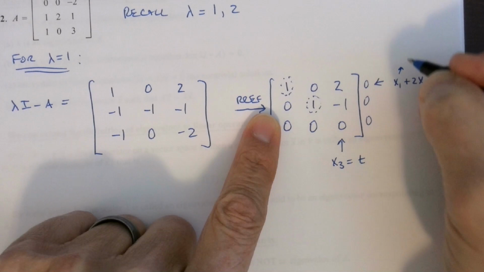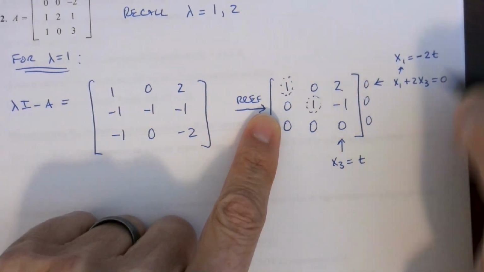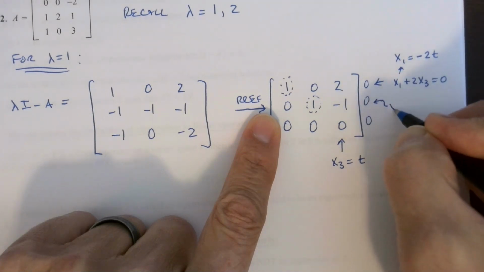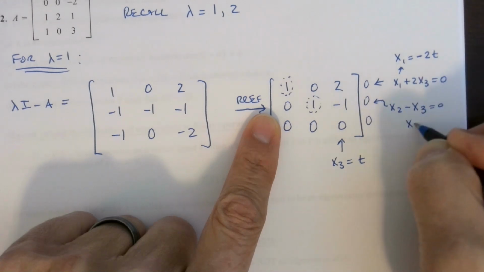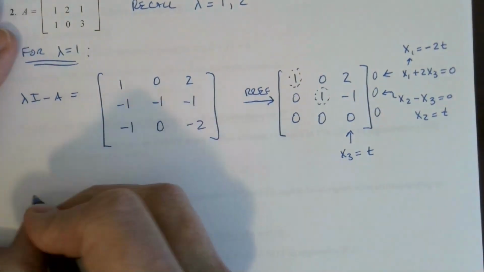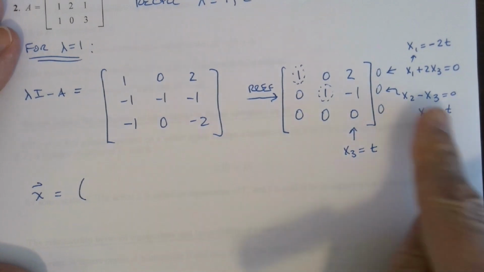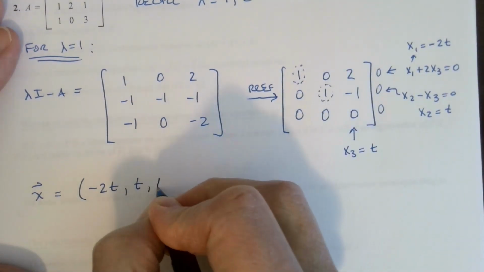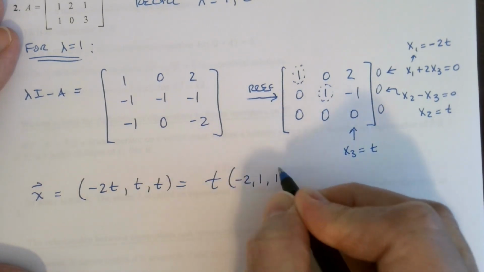And so what do I know? x1 is negative 2x3, or negative 2t. And this right here says what? It says x2 minus x3 equals 0, or x2 is equal to x3, which is t. And so x1 is negative 2t, x2 is t, x3 is t. So it's any scalar multiple of this vector here.